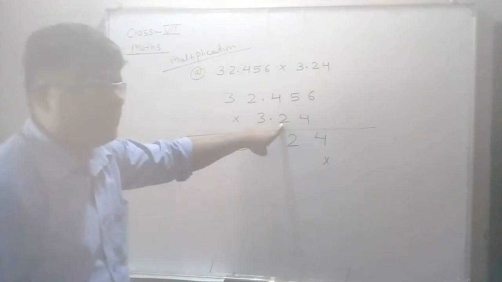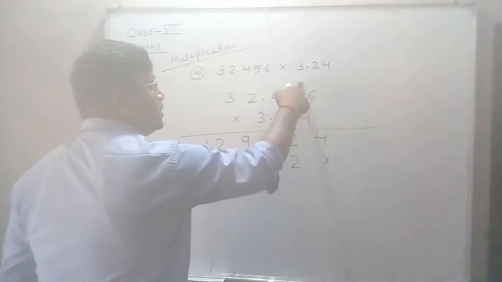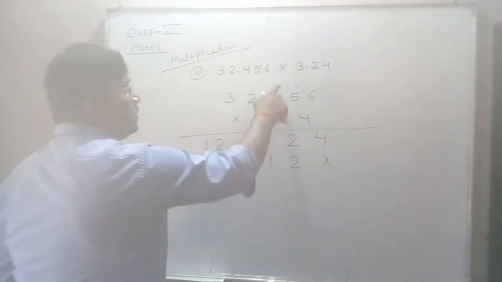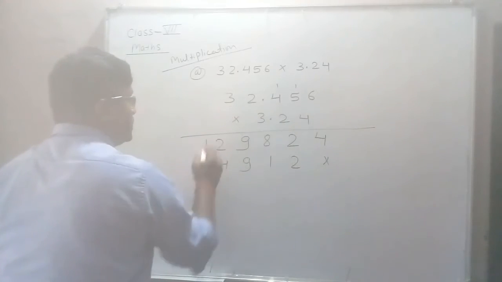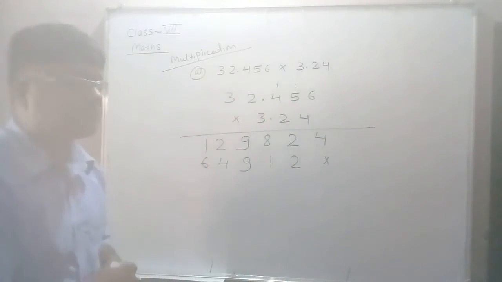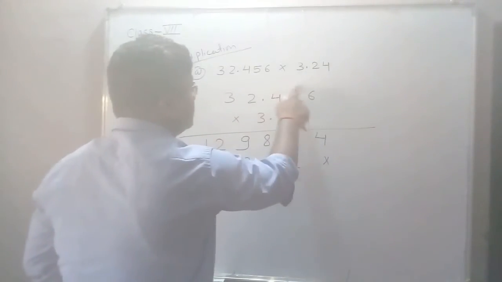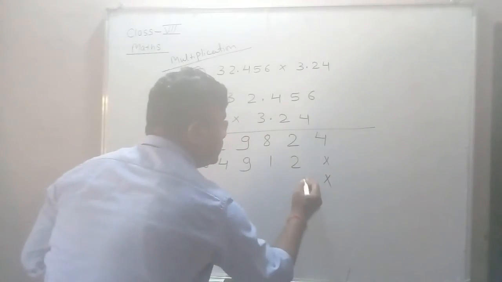Okay, now let's multiply with 2. 2 6s are 12, 2 carry 1, 2 5s are 10 plus 1 is 11, 1 carry 1. Okay, 2 4s are 8 plus 1 is 9, 2 2s are 4, 2 3s are 6. Okay, by 2 we have multiplied. Okay, erase it. So to multiply with 3 you have to leave 2 places here.